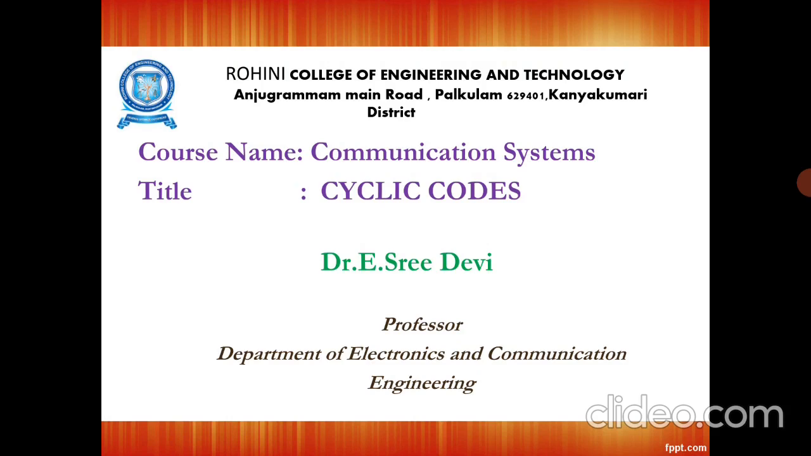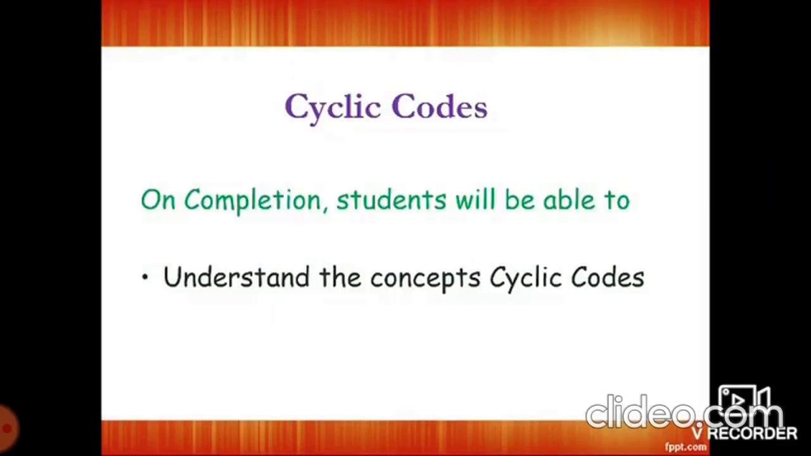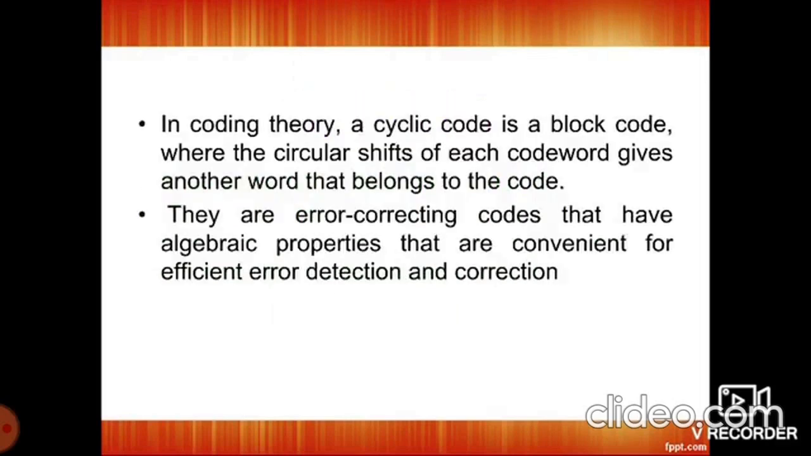In this video lecture, we are going to learn about cyclic codes and their properties. We will be able to understand the basic concepts of cyclic codes. The basics of cyclic codes are: in coding theory, a cyclic code is a block code, where the circular shift of each code word gives another code word. That is the property of a cyclic code.